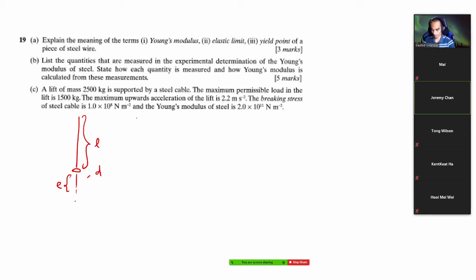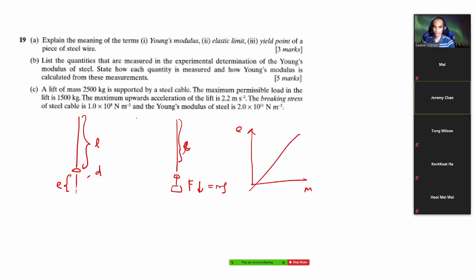Then we have an experiment. We put a wire of length L and hang a mass on it. The mass is actually a force pointing down, equal to mg downwards. After that, we have a graph of extension over the mass. The higher the mass, the higher the extension of the wire.